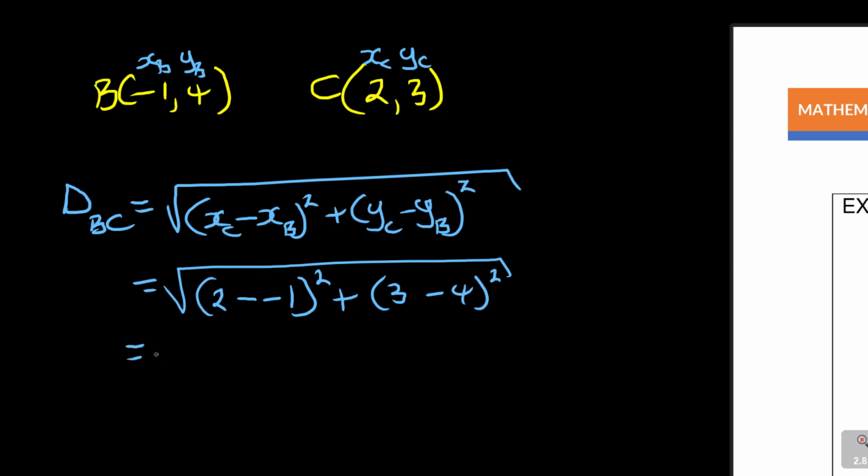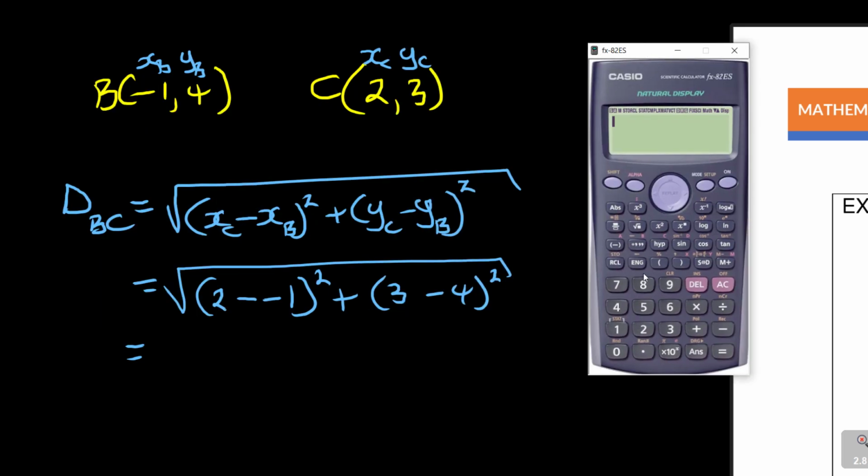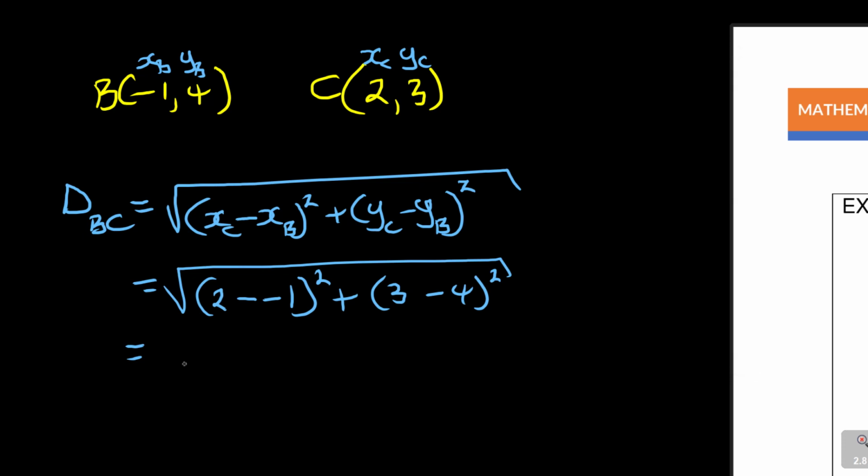Then you find that particular distance to say what is the distance. You say square root of bracket 2 minus 1 squared, are you with me, plus bracket 3 minus 4 squared. When you do that, you're good to go. Square root of 10. So we have got that distance BC being square root of 10.